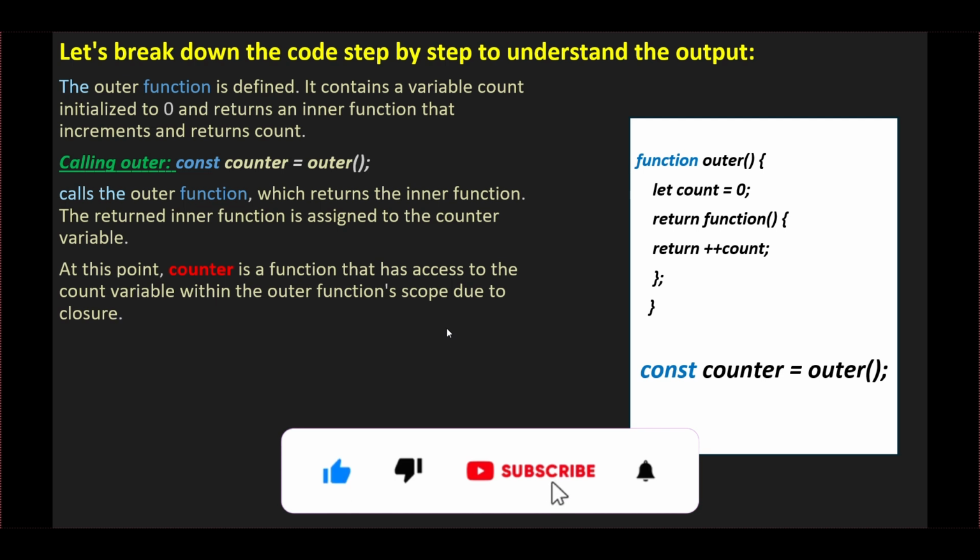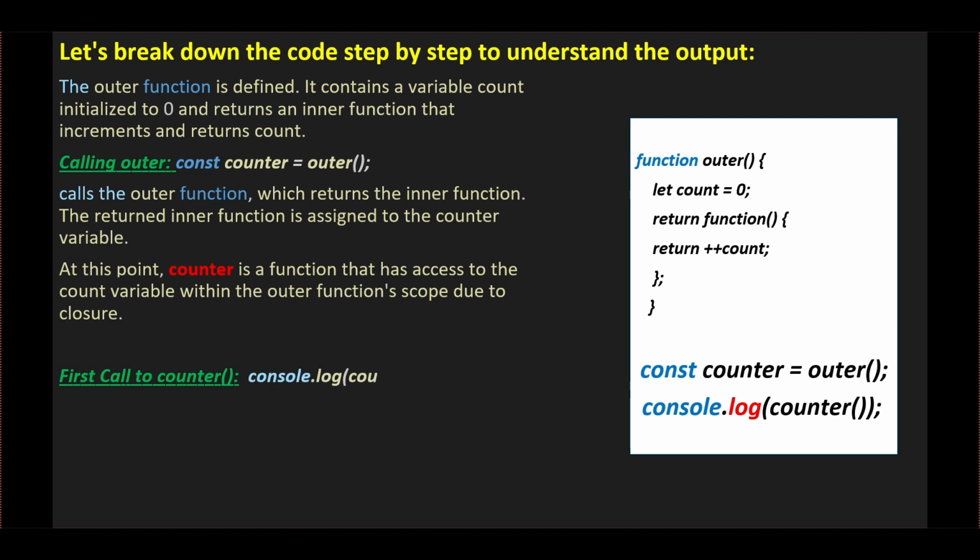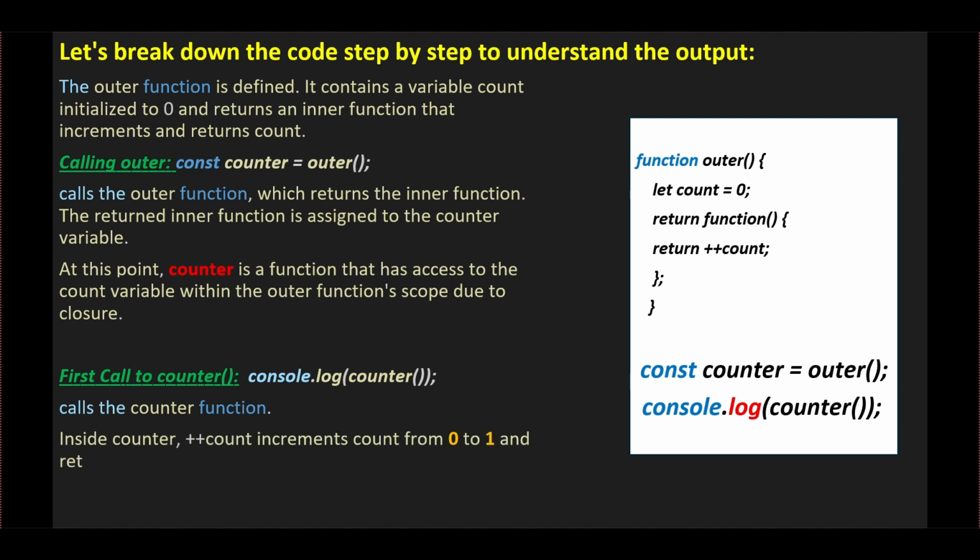Next step is the call to counter. First call to the counter function. So when counter is invoked, it executes the inner function. Inside this function, ++count increments the count variable from 0 to 1 and returns the new value, which is 1. So the first console.log statement prints 1 to the console.